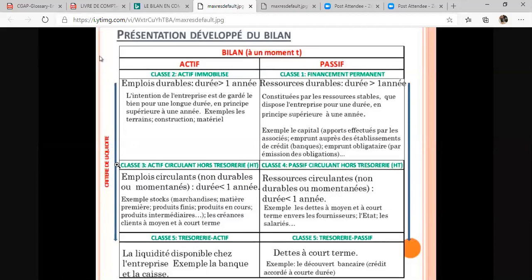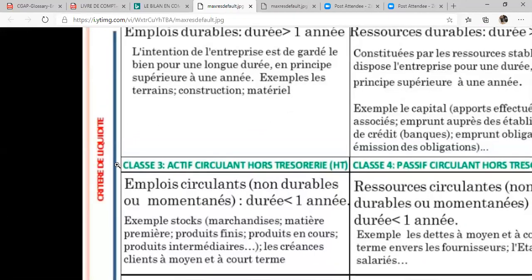Then we go just below that to class 3. Okay, yeah, so class 3 is the active circulant. The active circulant encompasses goods mainly bought for the purpose of resale. They are not to stay in a business for more than 1 year. They should always strictly be sold or liquidated before a period of 1 year is reached. So this encompasses things like merchandise, opening stock, finished products, raw materials, and small debts owed by some clients who are to pay us back within a period of 1 year. So it reads l'emploi circulant, non durable or momentané, durée moins d'une année.